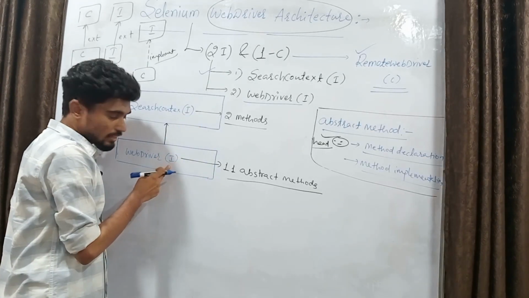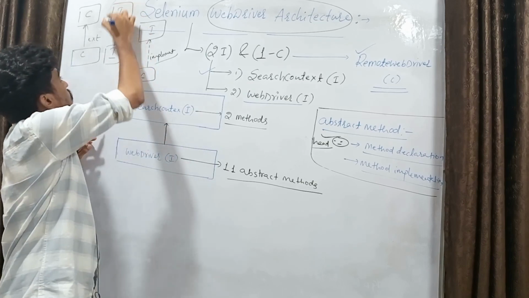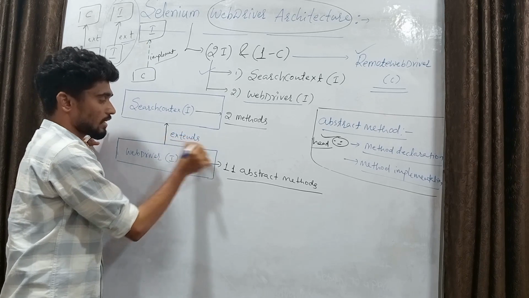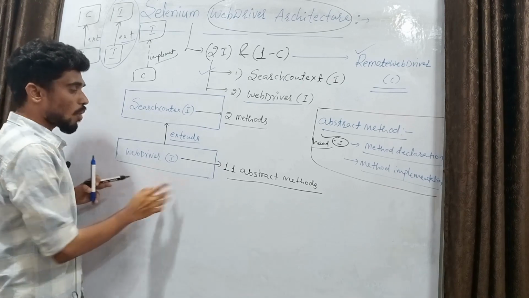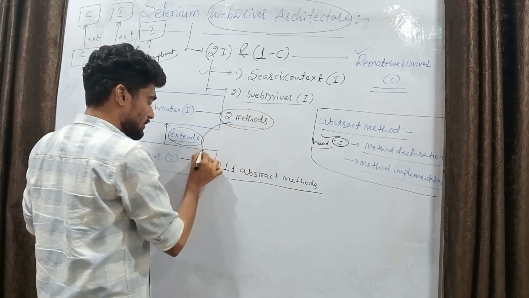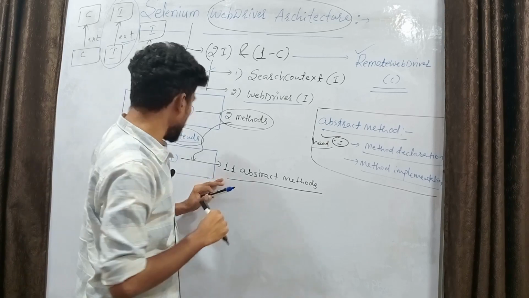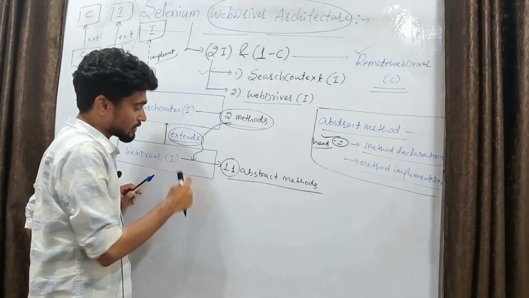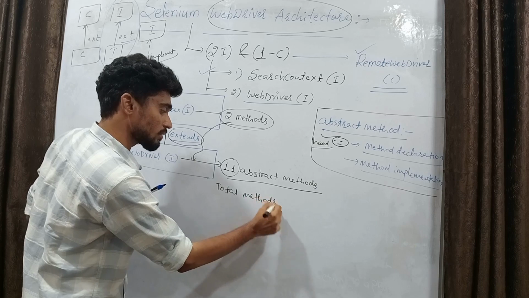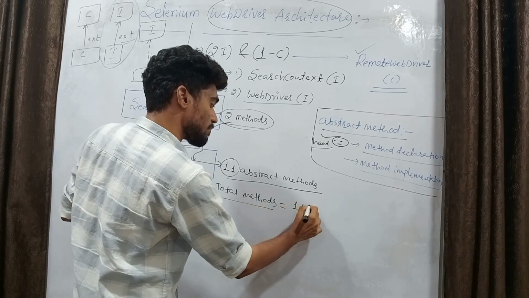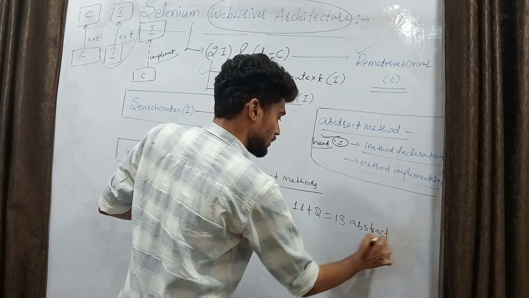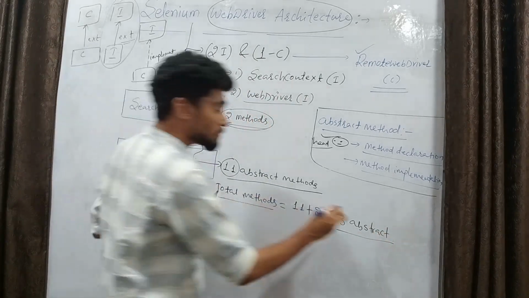According to this formula, here we have the same types. This is an interface, and this is also an interface. Both are interfaces, so they simply extend. With your permission, can I write the extends keyword, guys? Yes. Because of this extends keyword, these two methods are inherited to the WebDriver interface. WebDriver contains its own 11 methods plus these two methods, so total methods in WebDriver is 13 abstract methods.